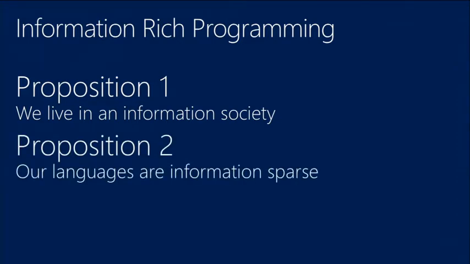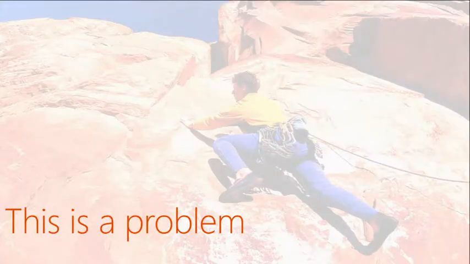The other proposition is that our languages, however, are information sparse. That's by design. These are general purpose programming languages. They're not meant to have Facebook encoded directly in them. I do not need to have my language know about my friends and my friends' relationships and whether those relationships are complicated or not. That seems somewhat inappropriate for a language. But in reality, this is a problem. This is actually a big problem.